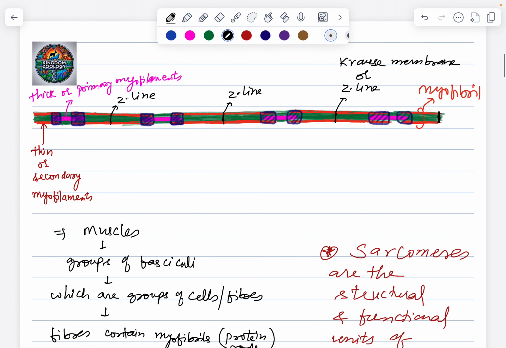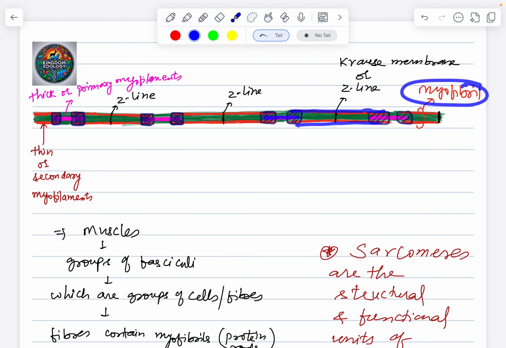So in a myofibril, there are secondary myofilaments and then there are primary myofilaments. In the center of the secondary myofilaments, what do we have? The Z lines or the cross membranes.